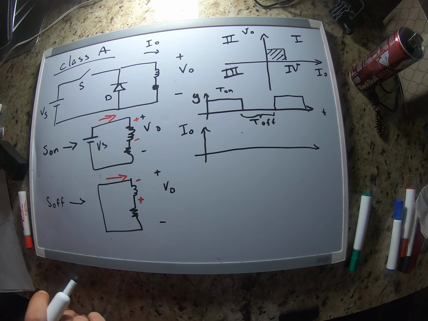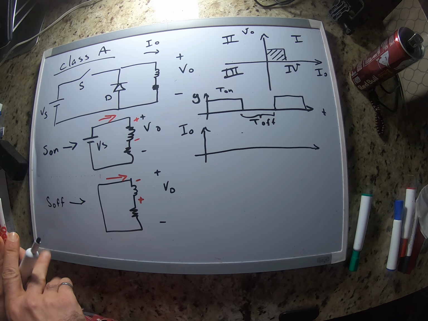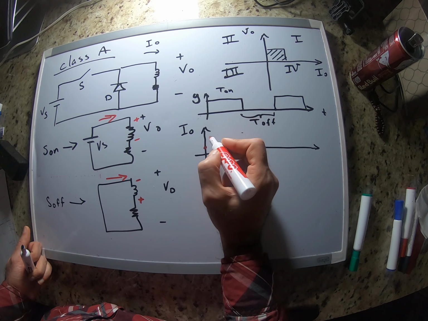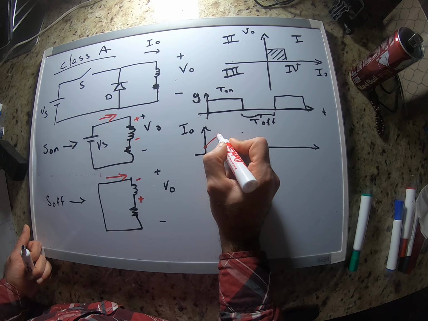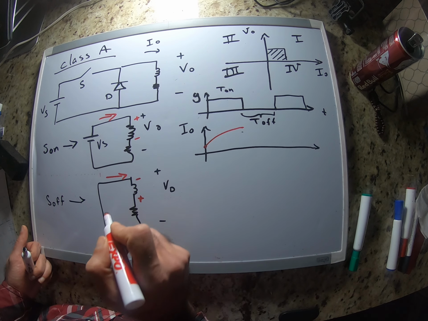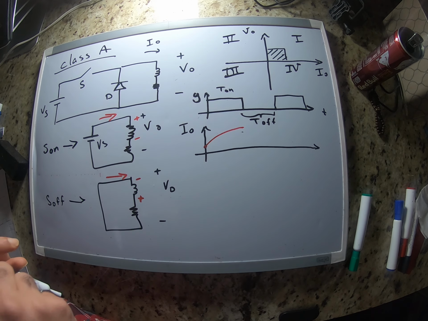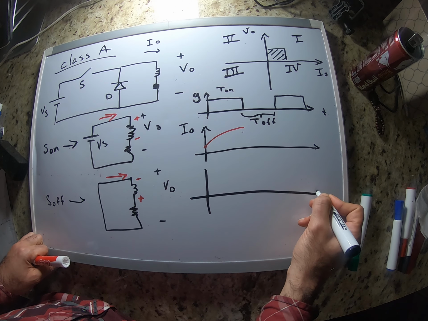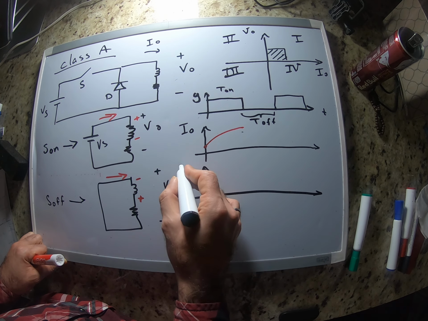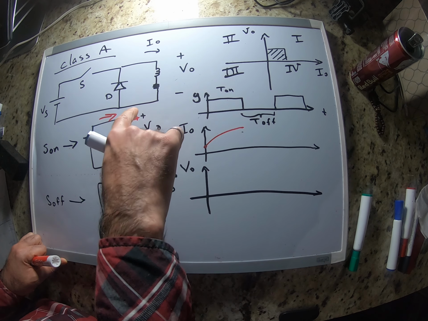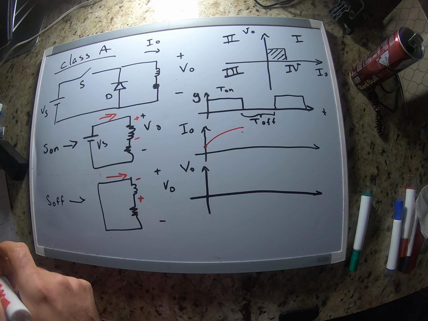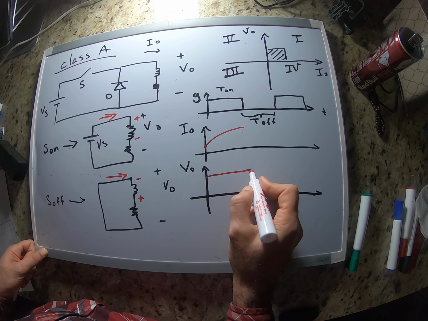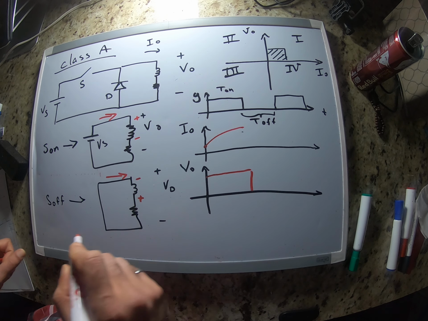Let's say the inductor has an initial current at this point, then its current starts increasing. Okay, and when the switch is on, output voltage is gonna be the same as Vs, so our voltage is gonna be positive as well. Okay.